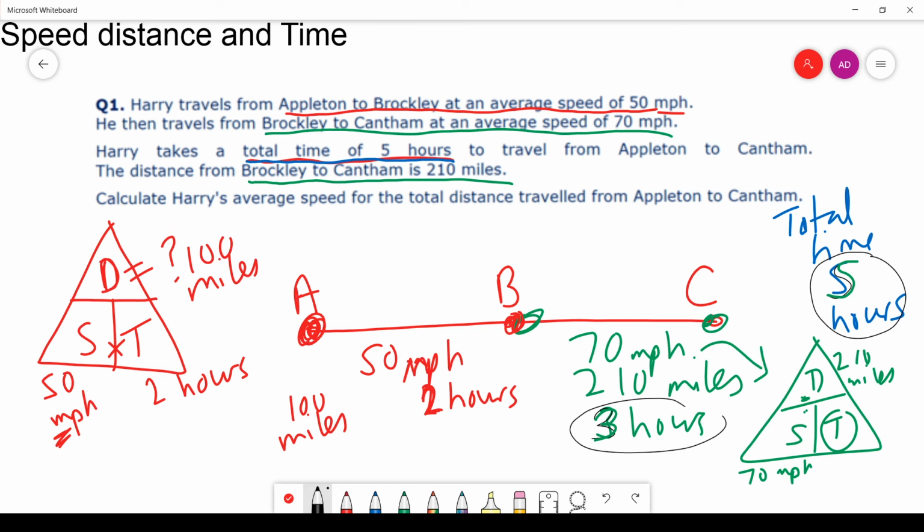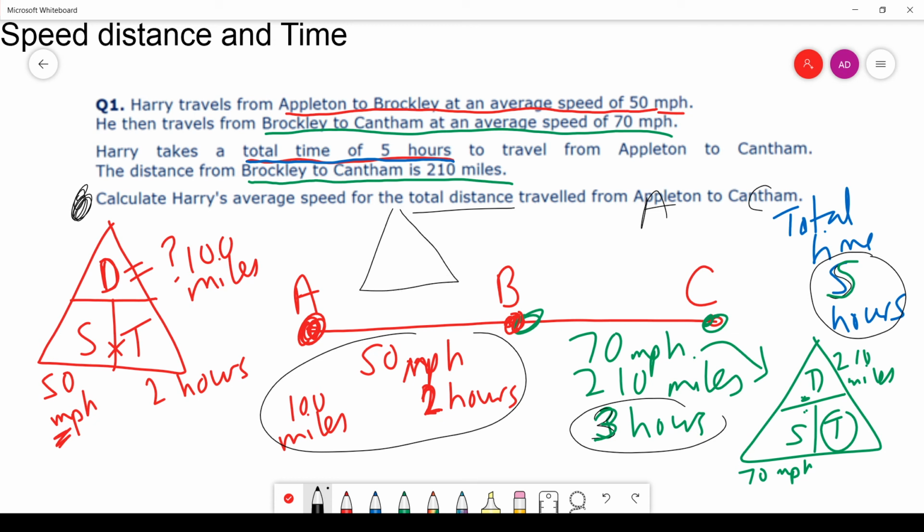Now let's try and finish this question. I think we've got all the pieces of information that we need to work out this final part over here. Calculate Harry's average speed for the total distance travelled from A to C. So yet again we'll need another triangle for that. Just do that one here. That will represent the total.